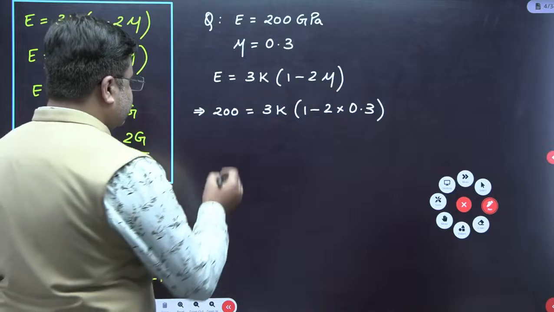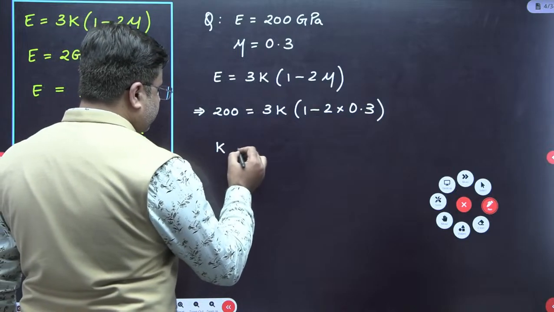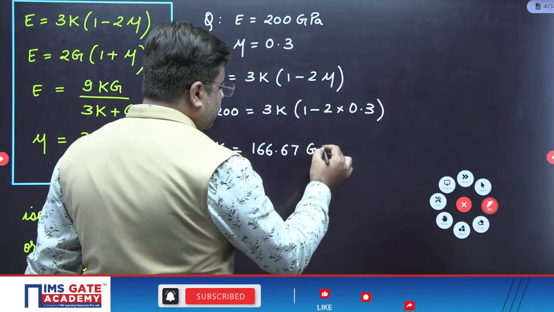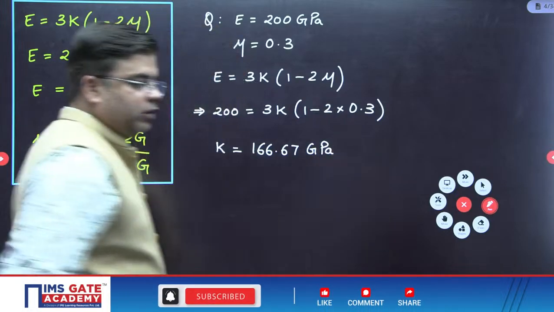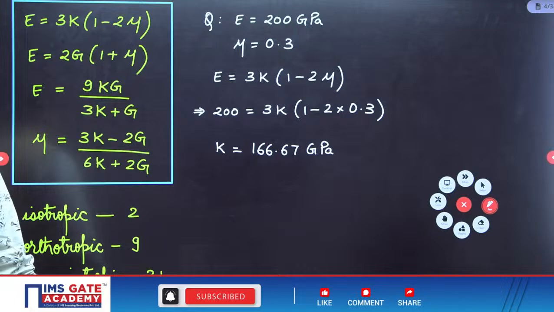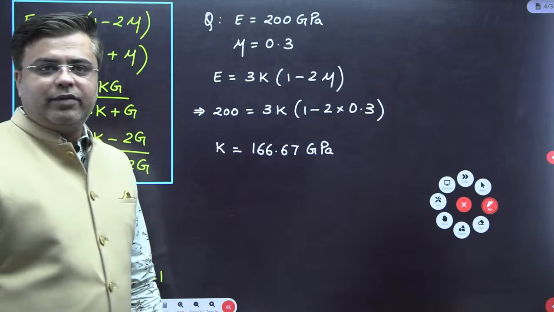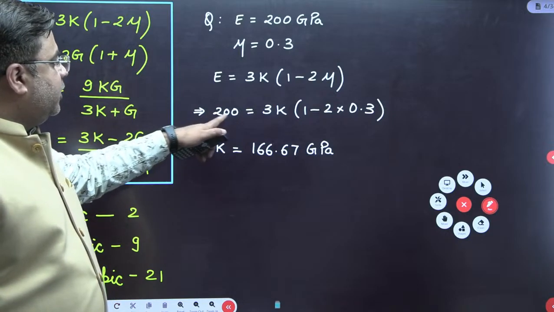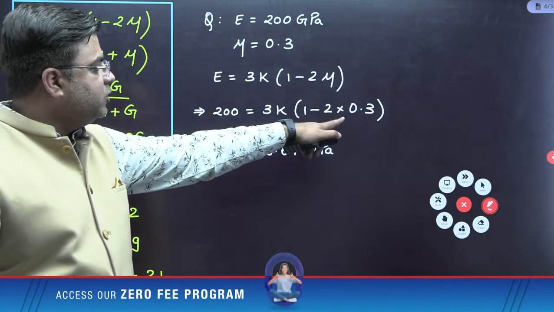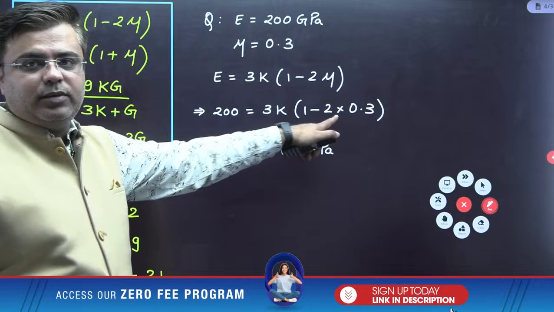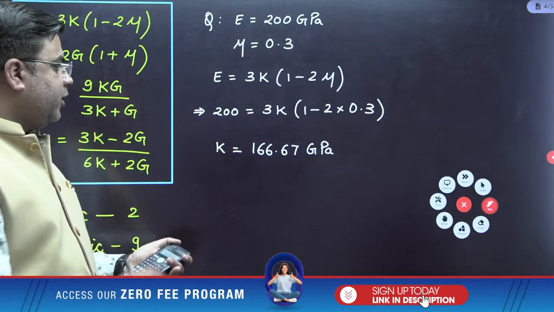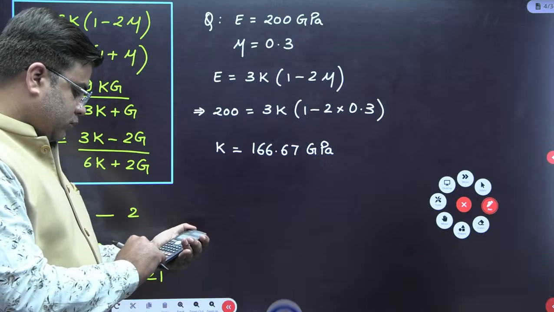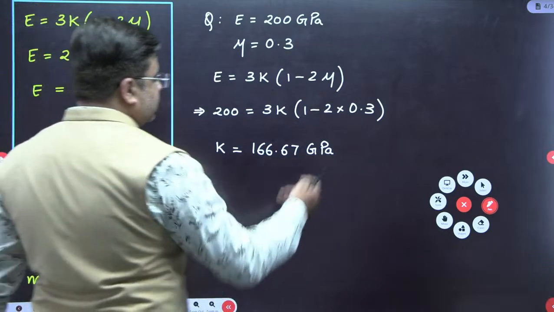Why am I getting 166.67 gigapascal? The value of K is 166.67. Check your answer again. This is 200 = 3K into (1 minus 2 mu). So 1 minus 0.6 will be 0.4, and 200 by 0.4. Yeah, so this is 166.67.